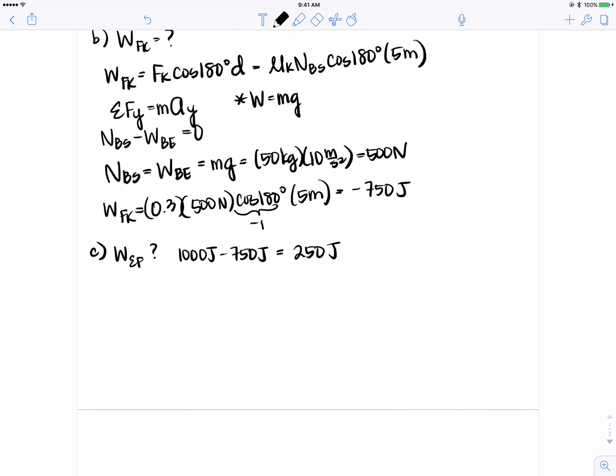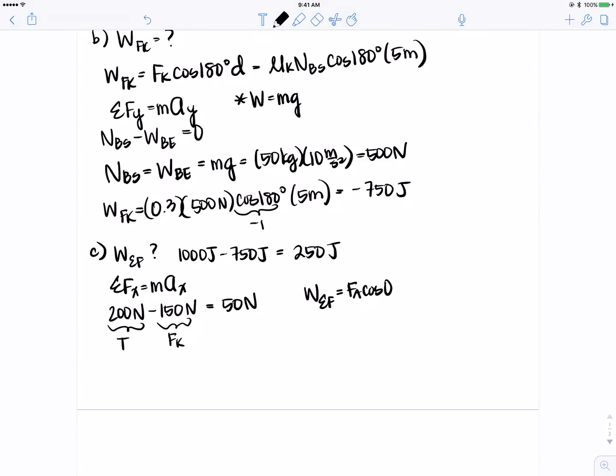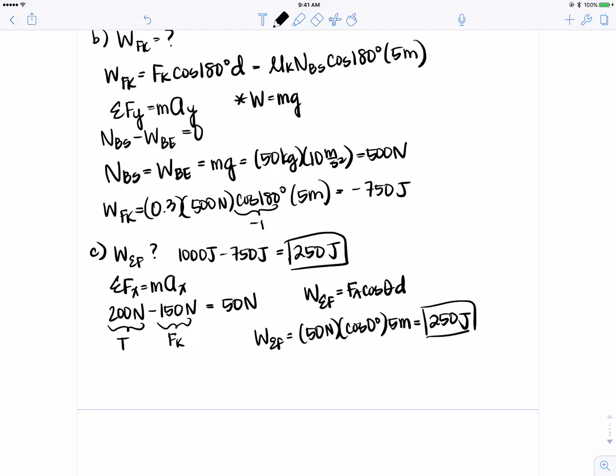Another way you could do this is you could find what the net force is. So you can say in the x direction, I have 200 newtons to the right, tension, and I have 150 newtons to the left from friction, Fk. So the net force is going to equal 50 newtons. And then this becomes F in our work equation. I know that the net force points to the right, so I know that theta is 0, and the work done by the net force is equal to 50 newtons to the right times cosine of 0 times 5 meters. So either way, I arrive at the same answer, 250 joules.